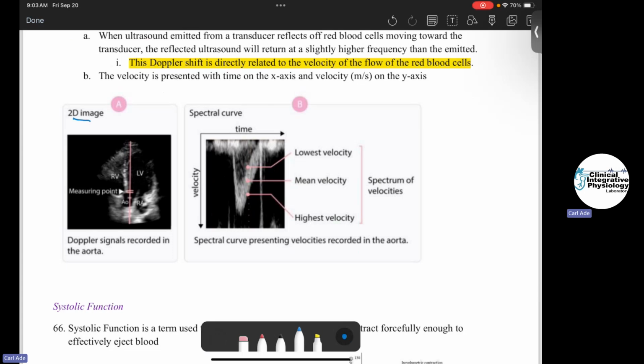So this is our 2D image of our left ventricle here. We can put our sample volume right here, our measuring point. This AO is the aortic valve. Flow of blood should be moving out from the left ventricle, out the outflow tract through the aorta. We put that measuring point there, and we can get what's often referred to as the spectral curve. This is the velocity of blood in the aorta, the speed at which the red blood cells are moving out in a single contraction.